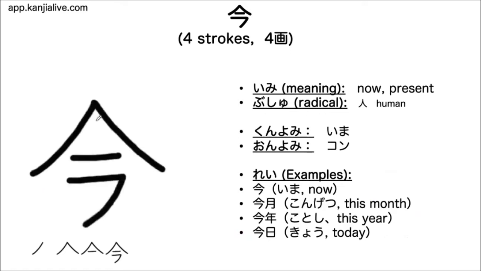Okay, the stroke is very simple. 1 and 2. And then 3, 4. These last two strokes look like katakana ra. And then here is like hito, right? That's why the bushu radical is human, hito. The meaning is now, present. Okay, now or present. And kunyomi is ima.